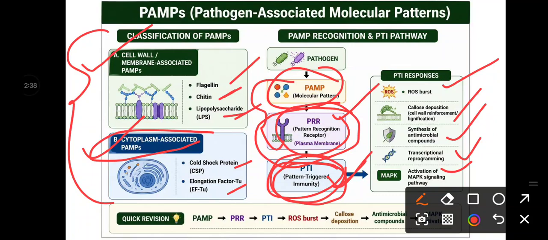Okay, so this is all about the PAMP molecule. In the next video we will discuss the pattern recognition receptor, what motifs are there, how it recognizes the PAMP, what are the types, what is the mechanism of recognition. So everything we will discuss.